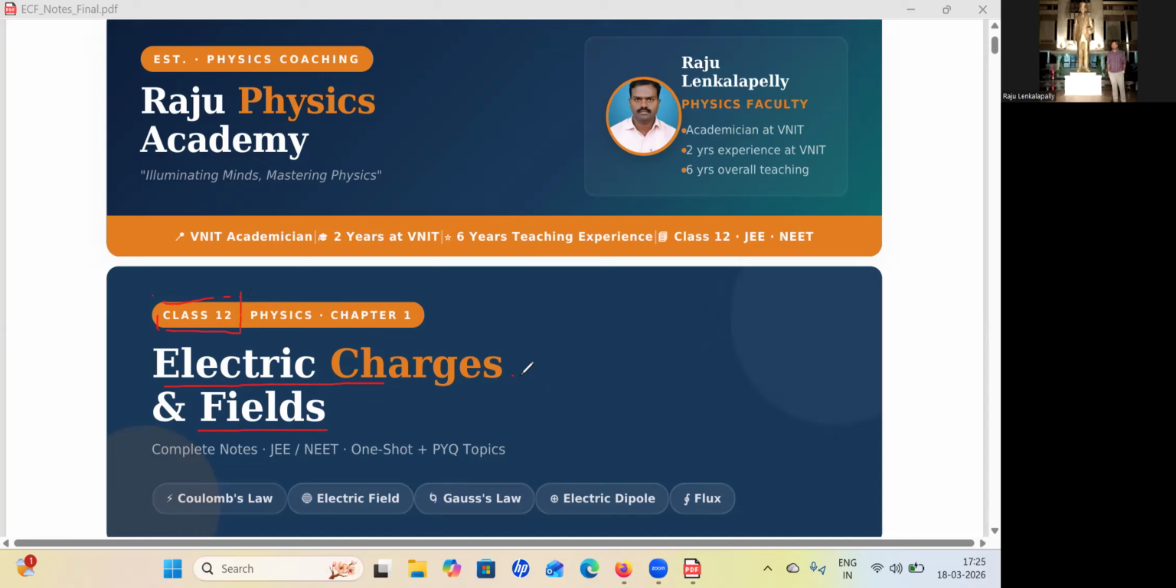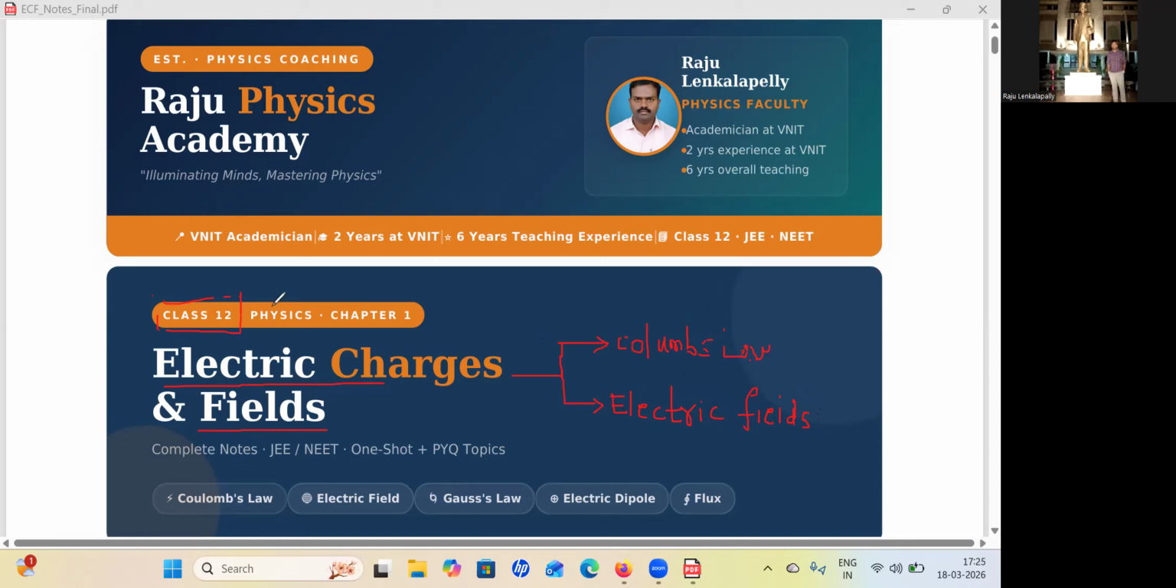Now in this chapter, all the students must focus on Coulomb's law and electric fields. You should focus on Coulomb's law and electric field only. These two concepts are very important in this chapter. One is Coulomb's law, the second one is electric fields. So in this chapter, first we will go to Coulomb's law.